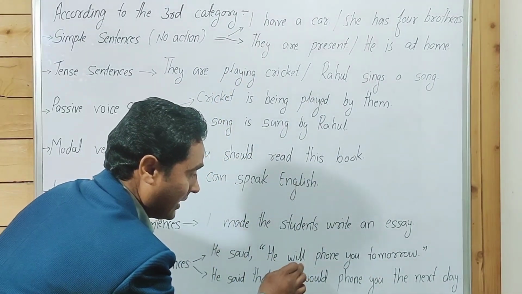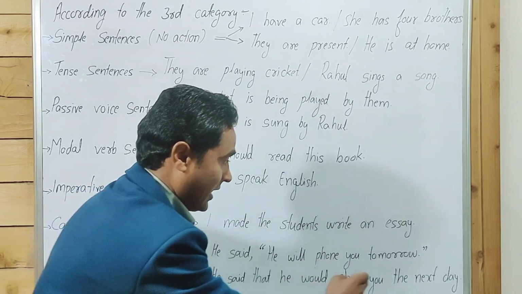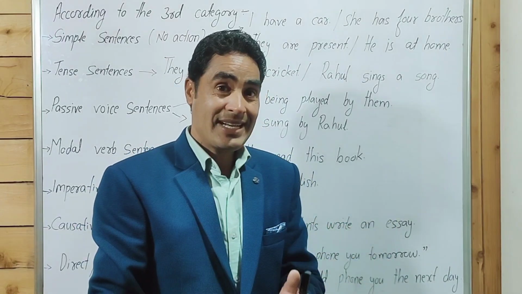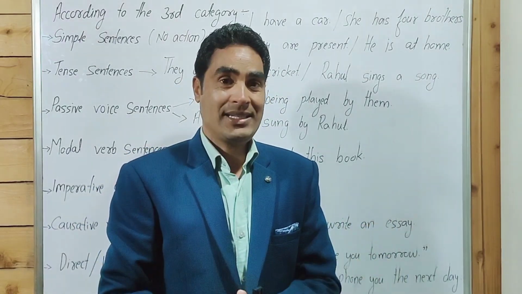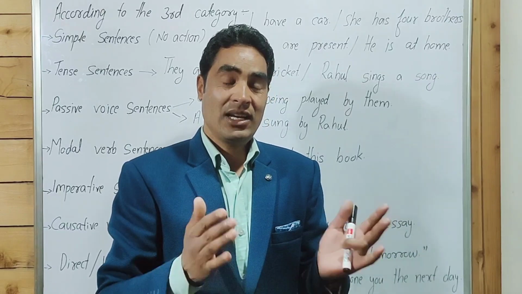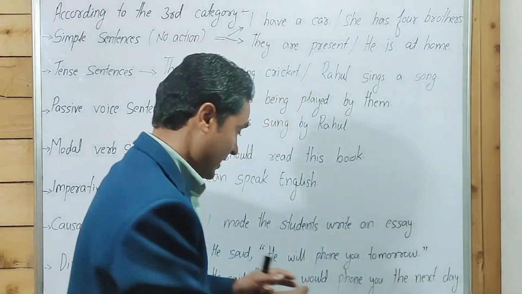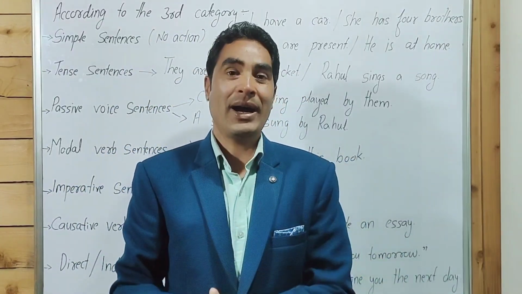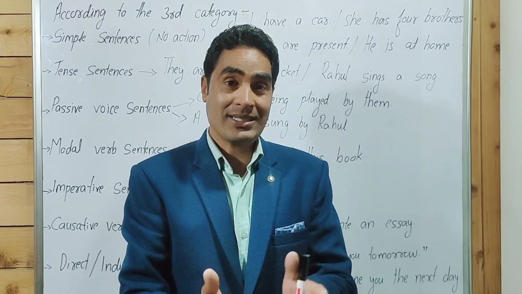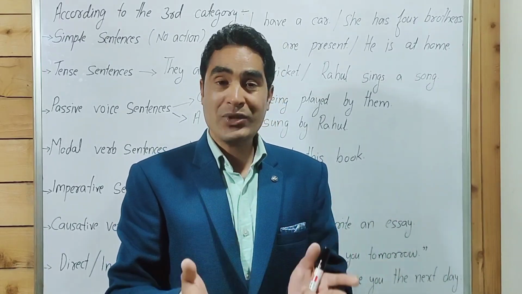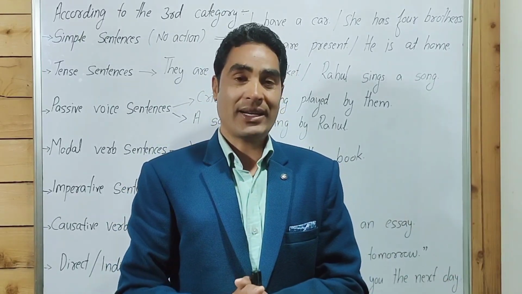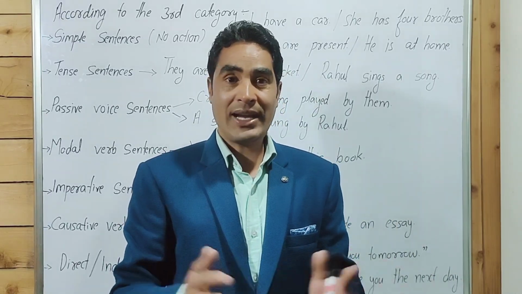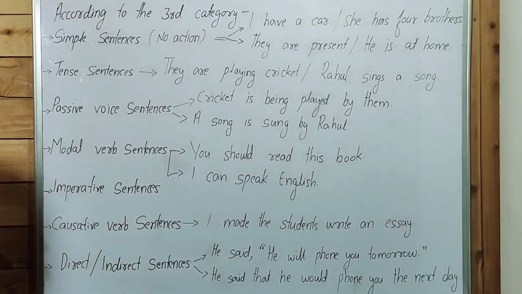So here, will has been changed into would. Tomorrow has been changed into the next day. We change adverbs of time and adverbs of place. Tomorrow becomes the next day, yesterday becomes the previous day. We change will to would, shall to should, can to could, may to might. We change all these things. Past tense we change into past perfect tense. Present tense into past tense. You can take a screenshot.